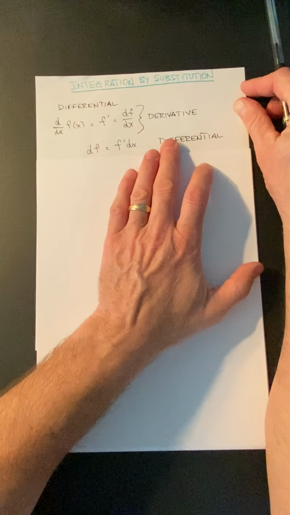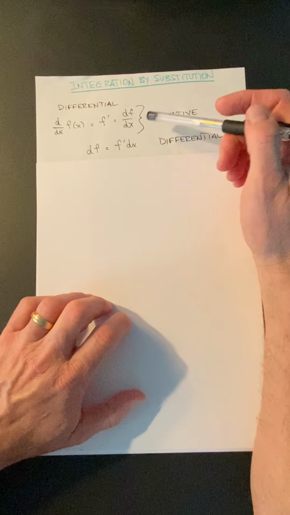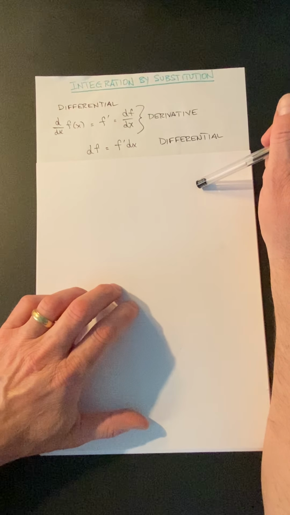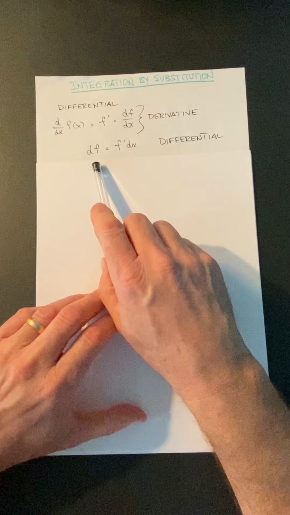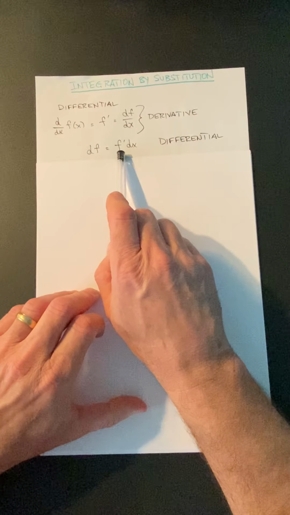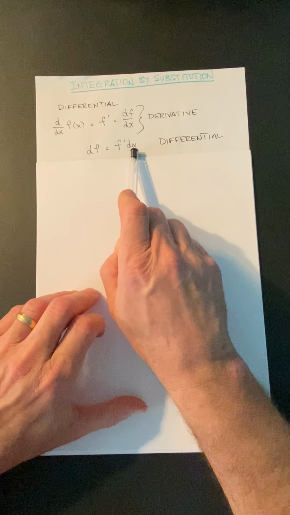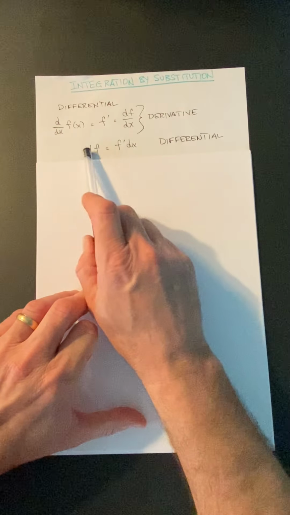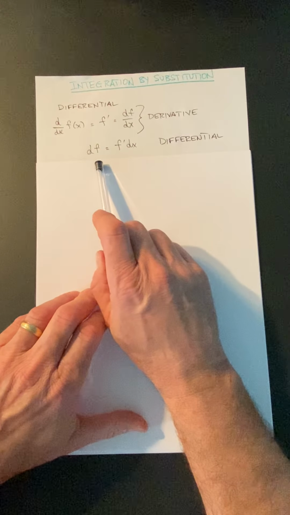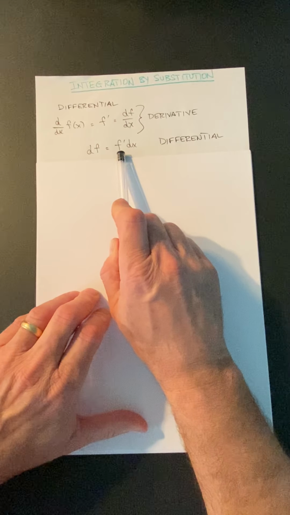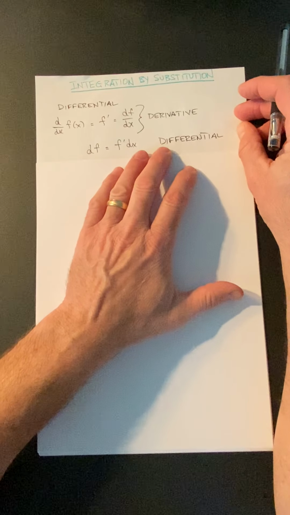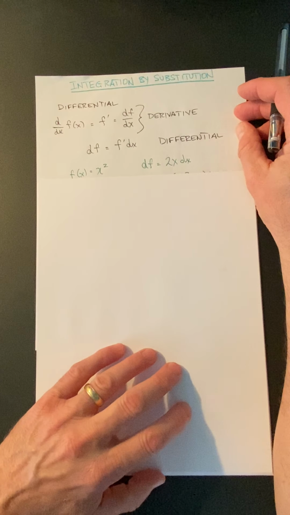So now, if we think of df dx more like we would think of a fraction, we can now say that the derivative of the function is the function's derivative times dx. And this is now what is known as the differential, okay? The differential is the derivative times dx. So let's calculate a couple of these.